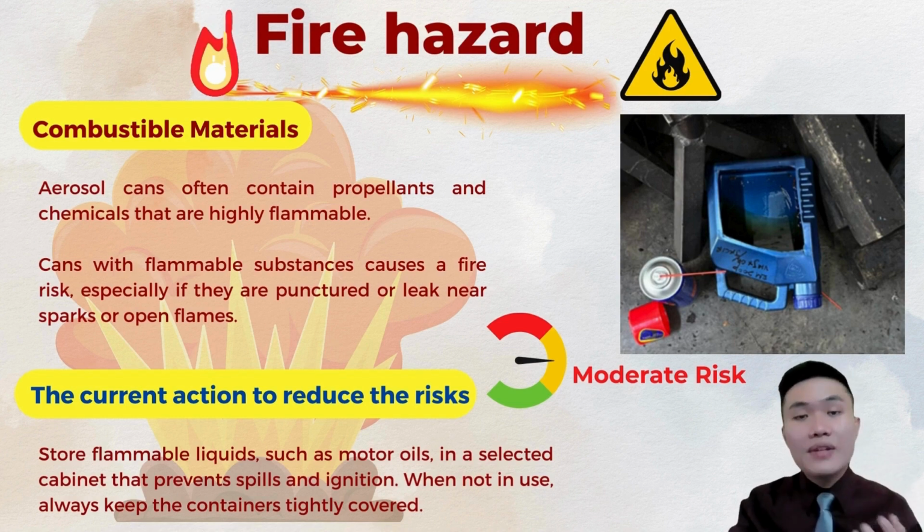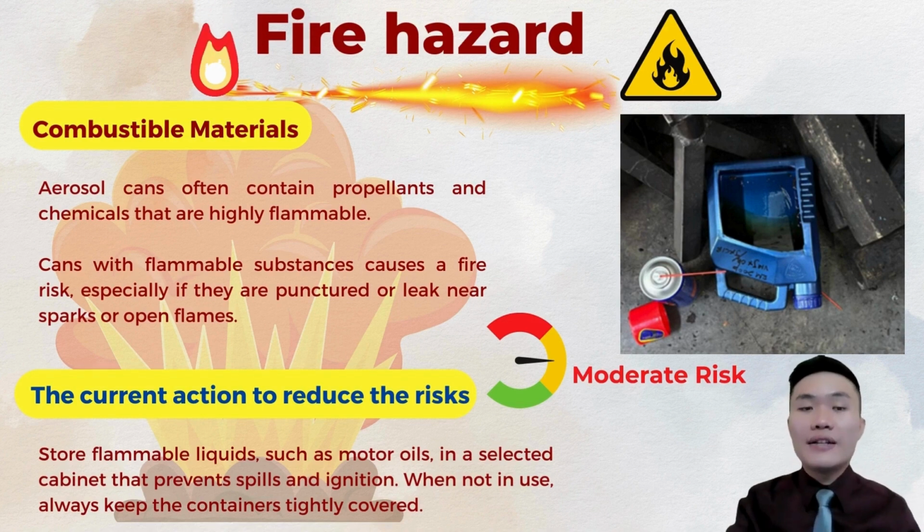Not only that, beside the motor oil, you can see aerosol cans that contain propellants and chemicals that are highly flammable. If the motor oil is not covered properly, the cans with flammable substances will cause a fire risk, especially if they are punctured or leak near sparks or open flames.